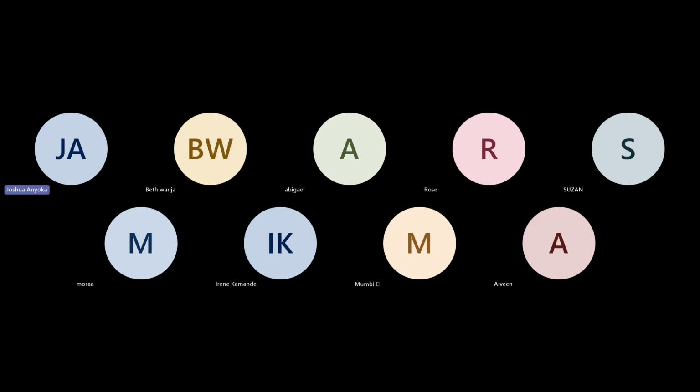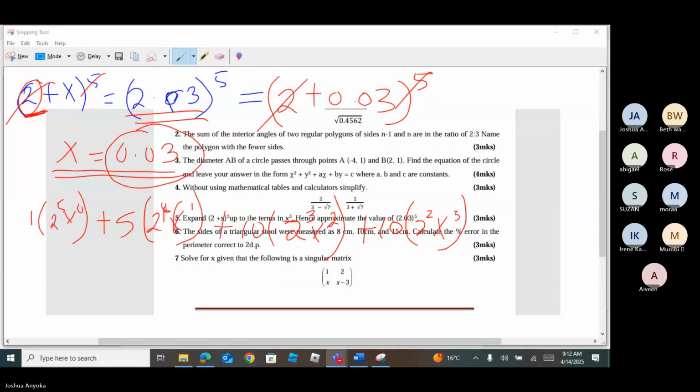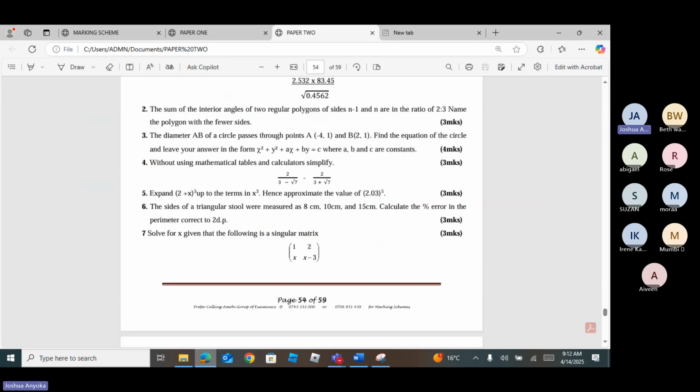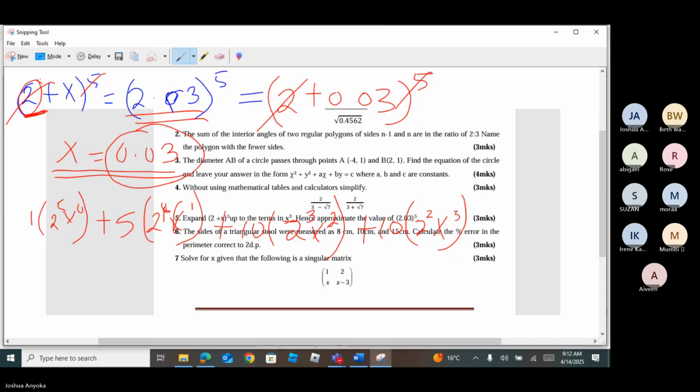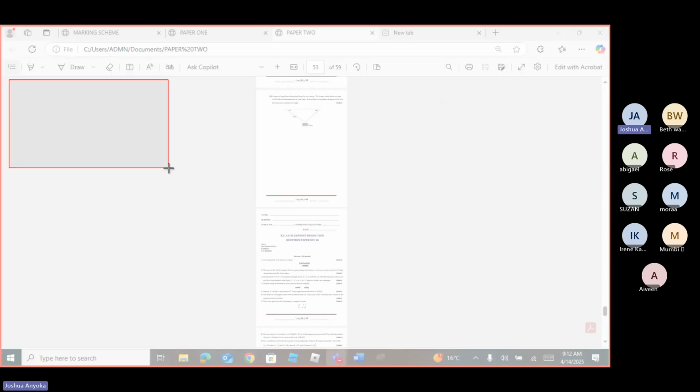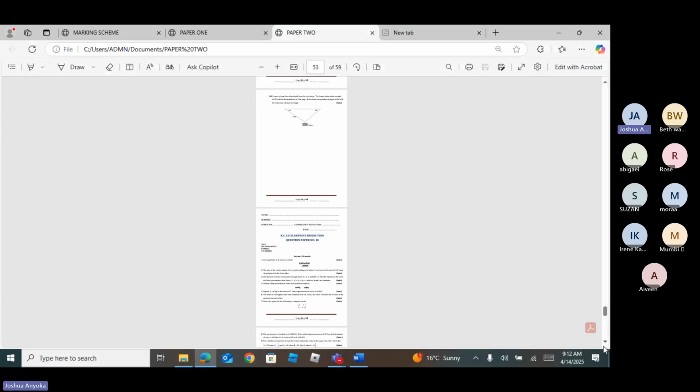I want us to take some notes on sequences and series. We attempt one example and then we call it a day. Sequences and series.